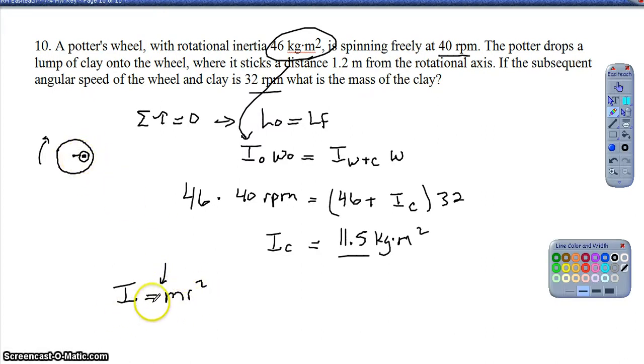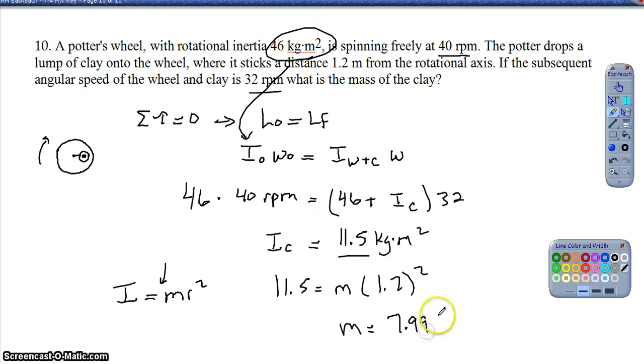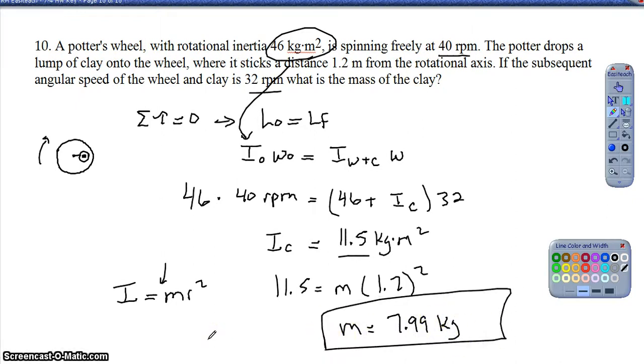So the moment of inertia, which I just said was 11.5, I don't know the mass of the clay, that's what I'm looking for, but I do know that it was plopped down 1.2 meters from the center of rotation. So then just solving this equation is 7.99 kilograms, and that is my mass. So 7.99, about 8 kilograms, that should be the mass of our clay blob.